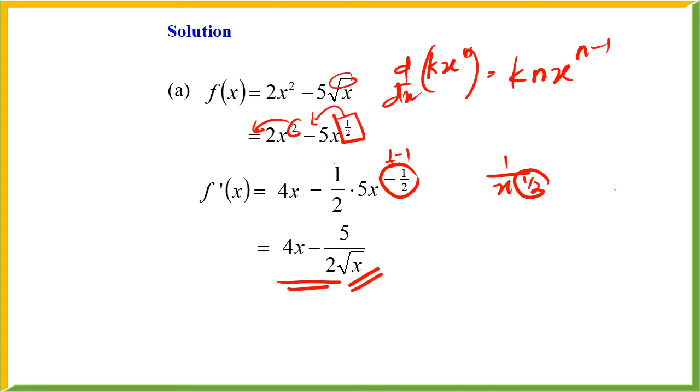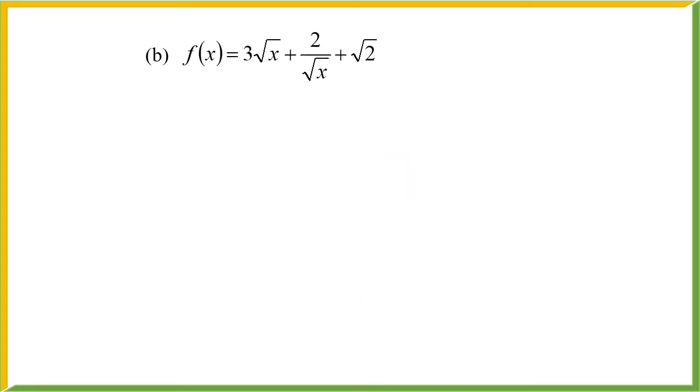Okay, so for question B, f(x) equal to 3 root x plus 2 over root x plus root 2. So differentiate each item. The root x here can be written as x power of 1 over 2. And 2 over root x can be written as 2 x power of negative 1 over 2, applying the rule of indices. And then the root 2, it will be root 2, because root 2 is a constant. We don't have x there.